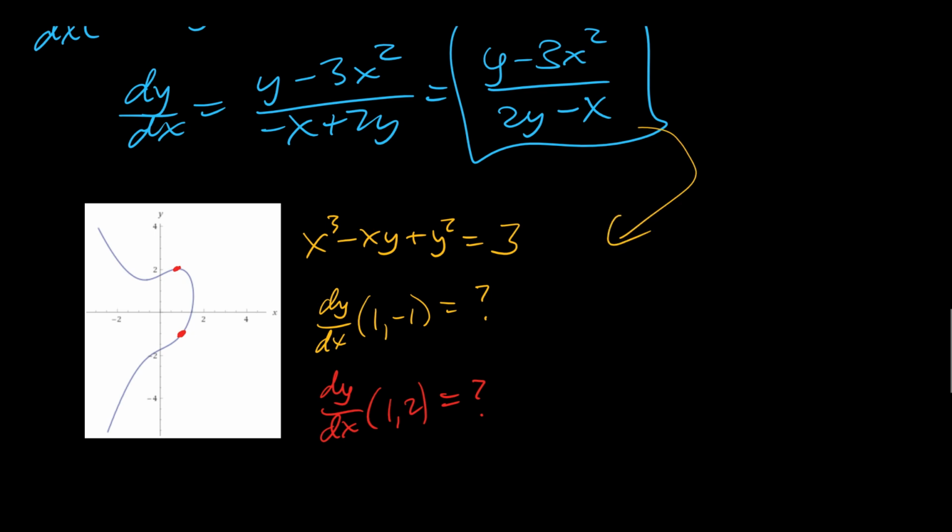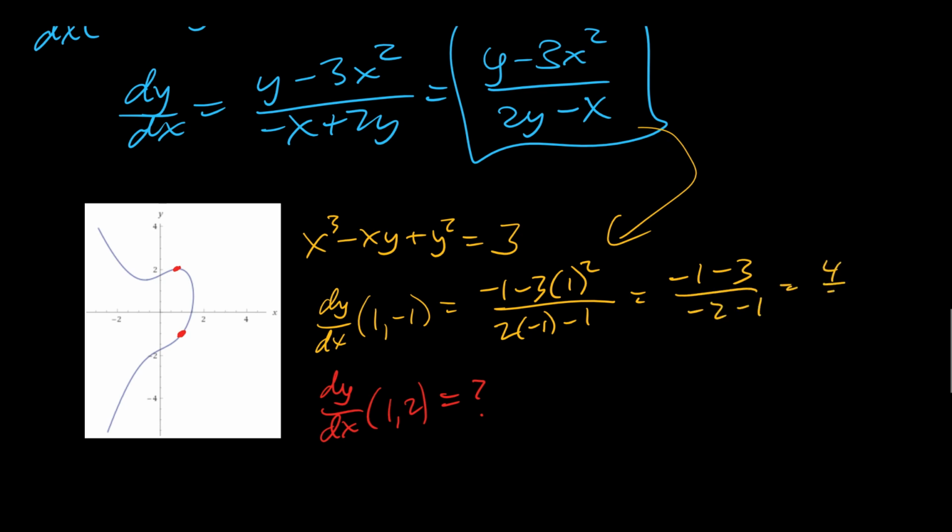So you just plug them in. You get y, so it's negative 1 minus 3 times 1 squared over 2 times the y minus the x. So you get negative 1 minus 3 over negative 2 minus 1, which is negative 4 over negative 3, so it's 4 over 3. So at (1, -1), we have a tangent line that has a slope of 4/3.